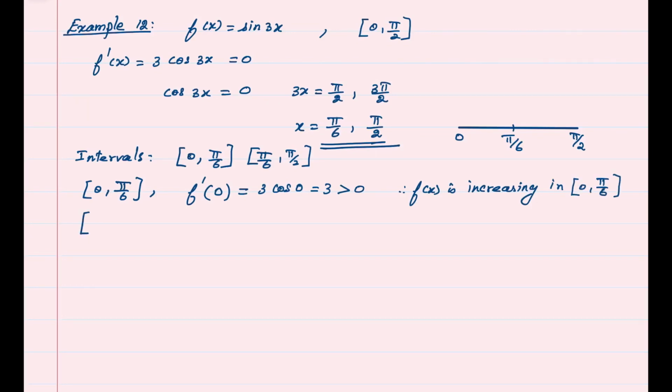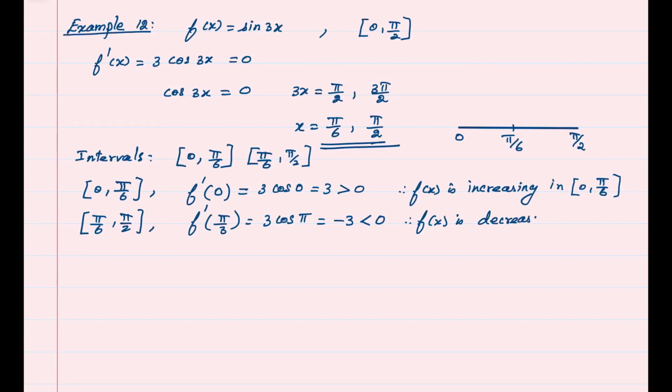Now let us check for the next interval, pi by 6 to pi by 2. Here both are critical values, pi by 6 as well as pi by 2. So we cannot substitute these values for checking the sign of f dash. We will take pi by 3 from this interval. 3 times cos 3 times pi by 3, which is pi, and cos pi is minus 1. 3 times minus 1 is minus 3, which is less than 0. Again, we cannot use the word strictly because we have included the critical values pi by 6 as well as pi by 2. Therefore, f of x is decreasing in this interval.